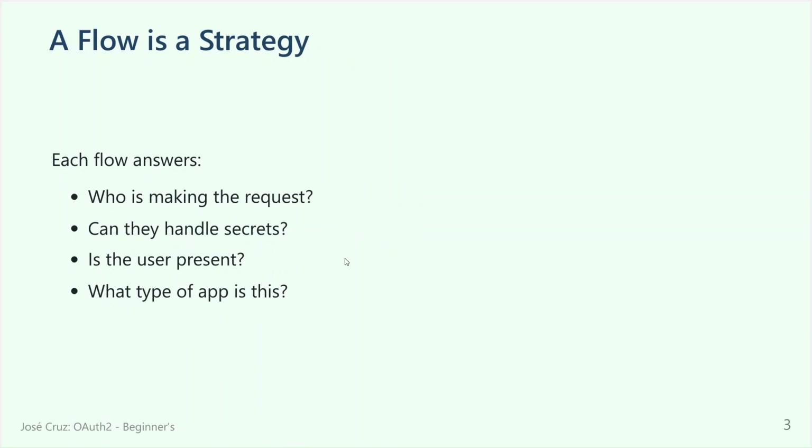The first thing that you should understand is how to choose one of these 4 flows. It depends on 4 points that you should follow. One, who is making the request? Is it a person or a machine? Second, can they handle secrets? Meaning, can I store a secret on this machine? For instance, you don't want to store a secret in a browser. So there is a specific flow for browsers.